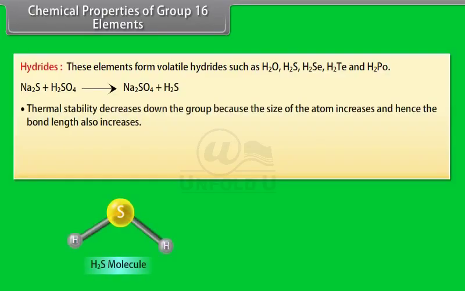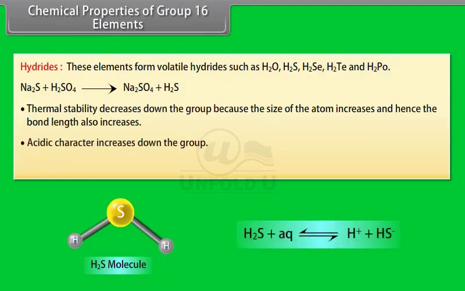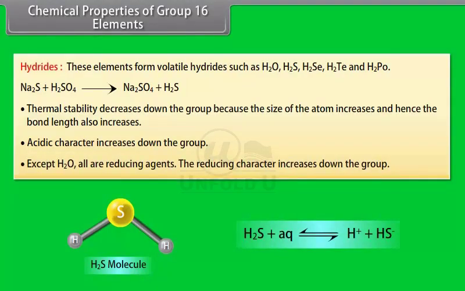Thermal stability decreases down the group because the size of the atom increases and hence the bond length also increases. Acidic character increases down the group because they can dissociate more easily to give H+ ions. Except H2O, all are reducing agents. The reducing character increases down the group.